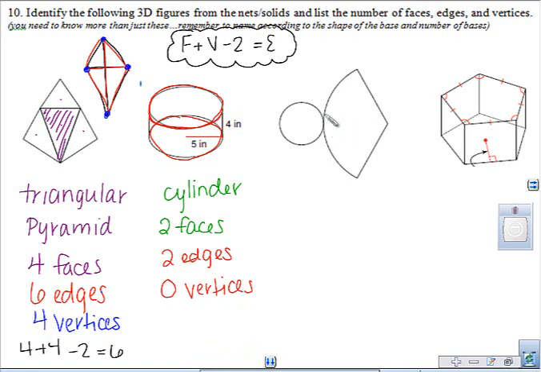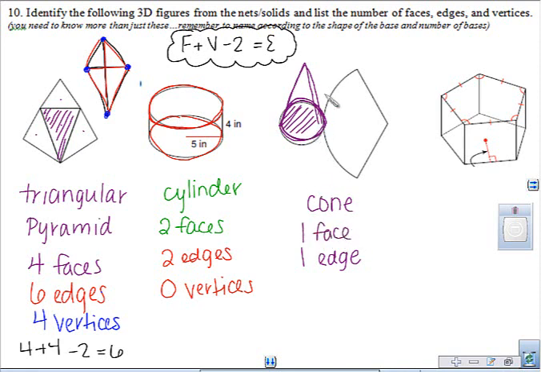Hopefully you can remember that this is the net of a cone. If I were to fold this up, this rounded piece would overlap the circumference of the circle and come up and look like this. Okay, it's a cone. So this is the one edge. So one edge. Okay, the base here is the only flat surface, so one face, and then you have one vertex here.